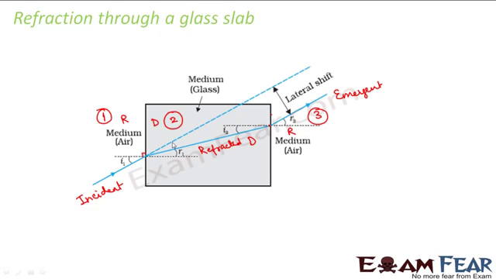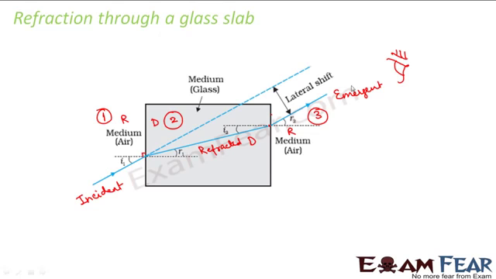Now what do you see? You observe one interesting thing: if you assume that there had been no glass slab, your incident ray would have moved straight like this. If there would have been no glass slab and somebody would have observed, he would have observed this incident ray, right? But now if you place a glass slab, the ray which is coming out is this emergent ray, and this emergent ray will be visible to somebody who is observing it.